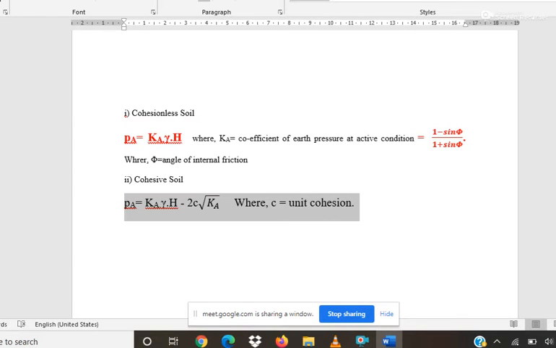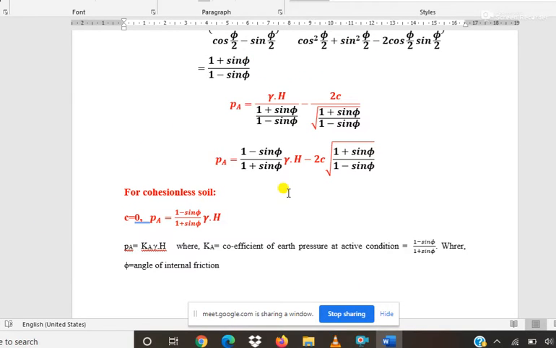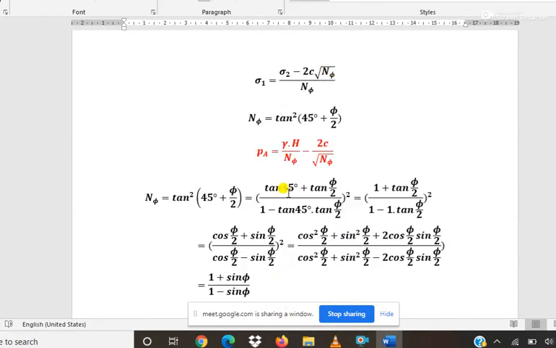This is the lateral earth pressure in active condition. This is the general equation, and this equation is used for cohesive soil where the value of C and the value of phi both are there, and for cohesionless soil, when the value of C is equal to 0, then we can use this equation. Okay, up to this we have discussed in the previous class.